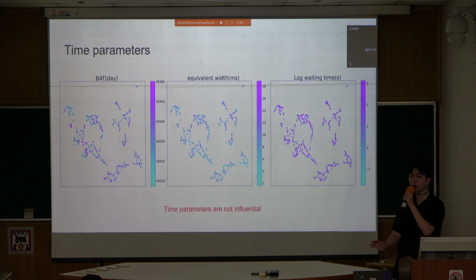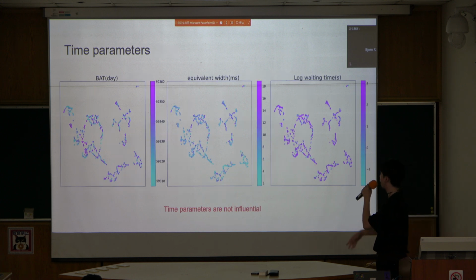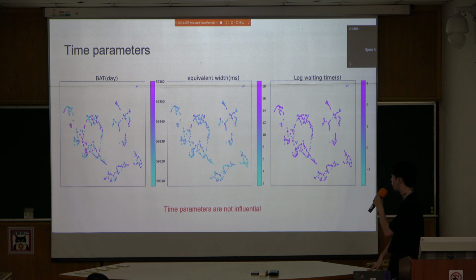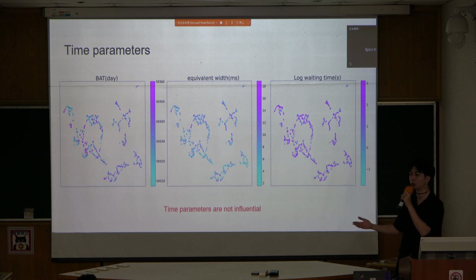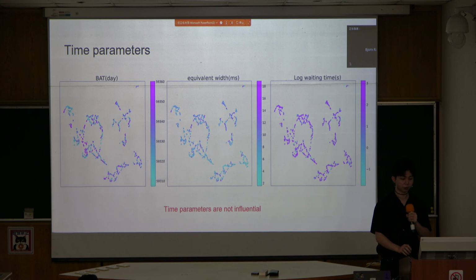Finally, for the time-related parameters, arrival time, equivalent width, and waiting time, they are almost randomly distributed in our results. So we say that time parameters are not influential in our case.